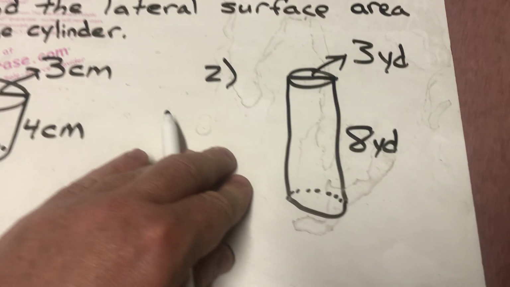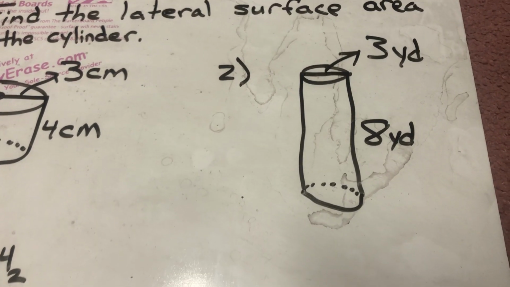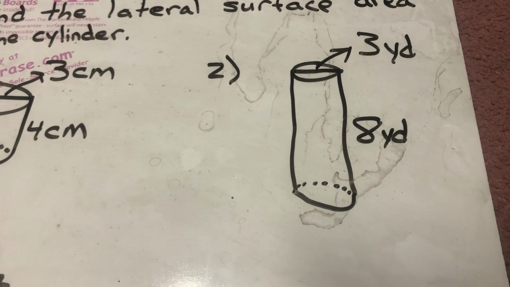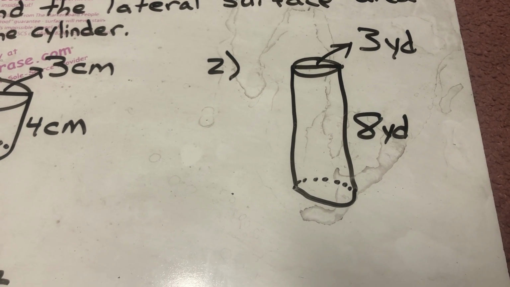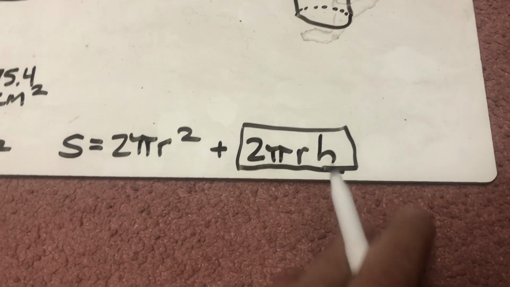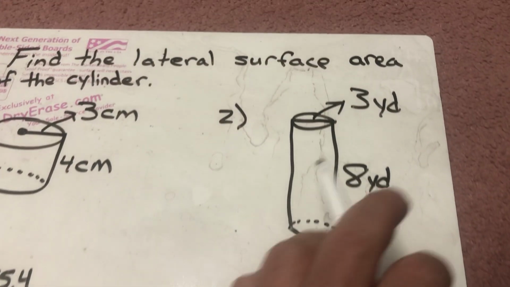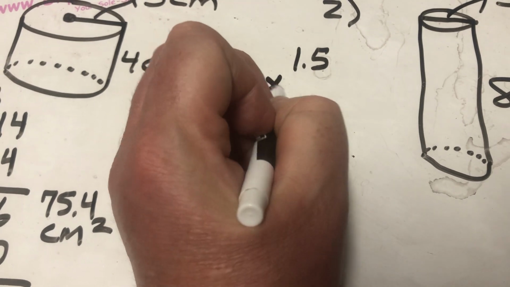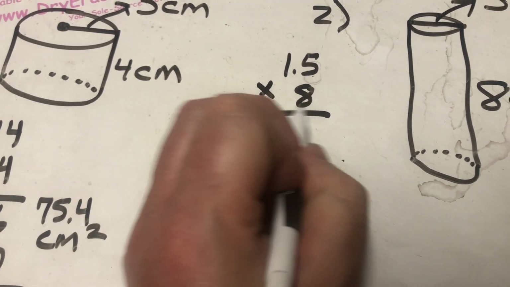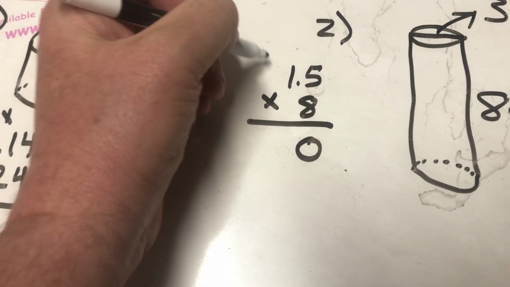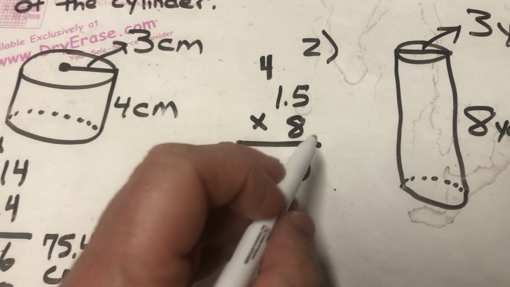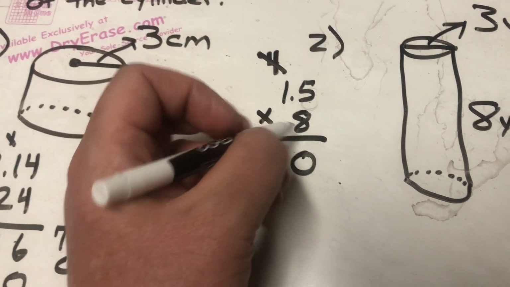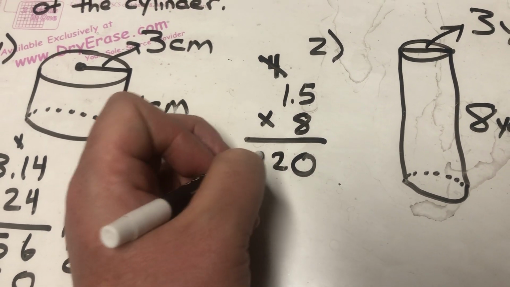All right, last one. 3 times 8, the diameter is 3. So if I cut 3 in half, I get 1.5, because I need the radius. Radius times the height. 1.5 times 8. So I'm going to come over here. 1.5 times 8. 8 times 5 is 40. Put the 0 down. Carry the 4. 8 times 1 is 8. Plus the 4 is 12.